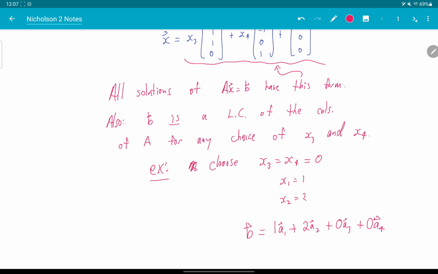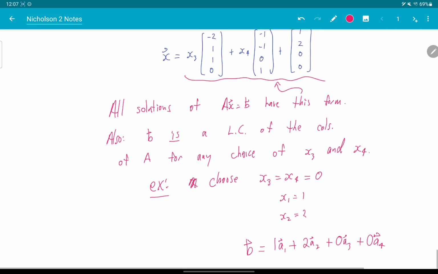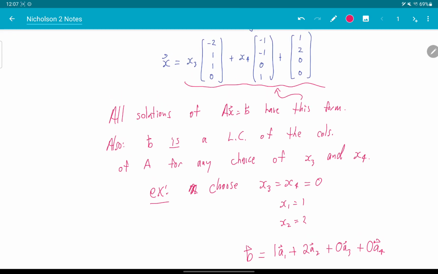So if I choose x3 and x4 to be 0, I get B is a linear combination of the columns of A in this fashion. And if you choose a different x3 and x4, if you want to be truly obscene and let x3 be pi squared and let x4 be negative a trillion, okay, you'll get another way to express B as a linear combination of the columns of A.